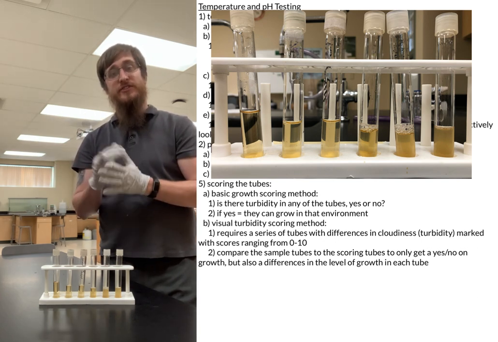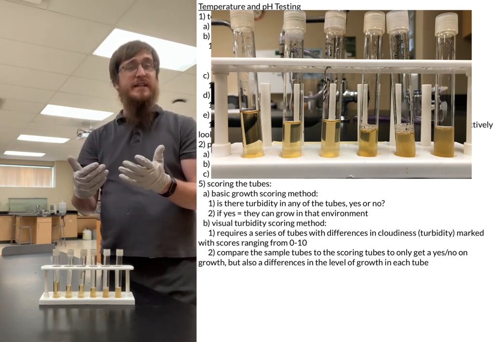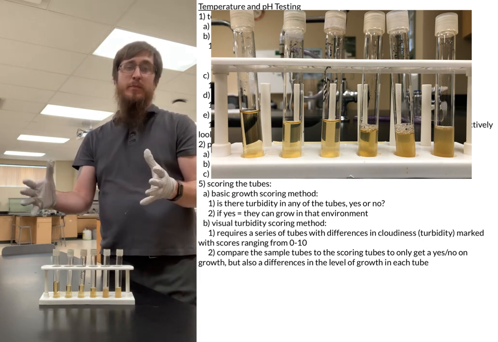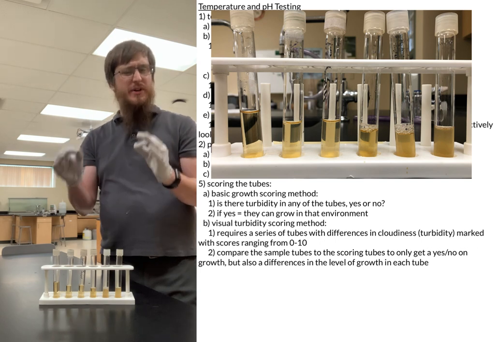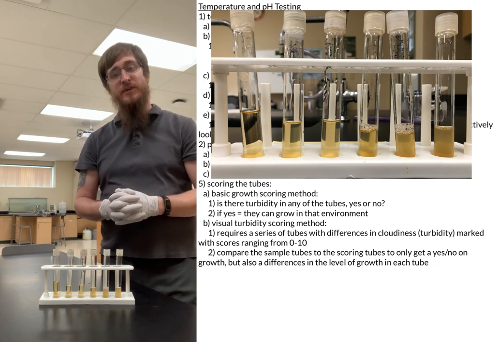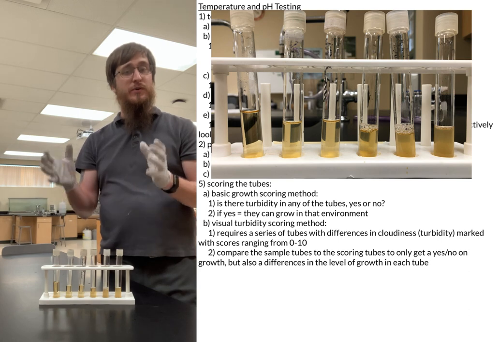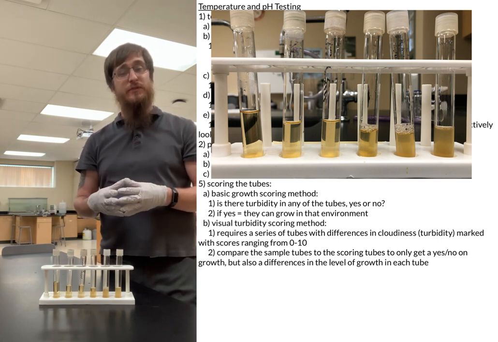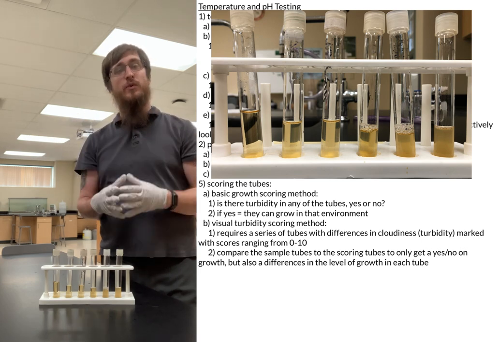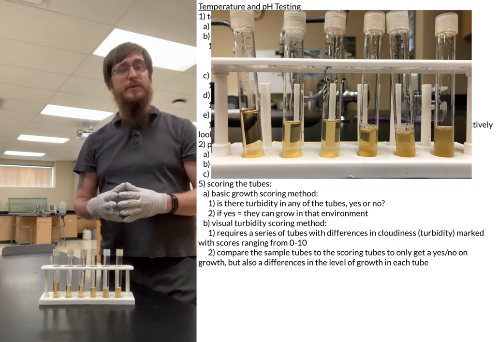In that way we can see that the more turbid they are, the more they grew in that environment, and the more likely it is that that is the optimum area where they like to live. So it gives us a better way of scoring it rather than just saying yes or no, they grew in those specific environments. This is the one that we're going to be using in our class to score our tubes and try to figure out what is the optimum pH and optimum temperature for the specific organisms that we're going to be looking at. It will also allow us to do a bit of graphing and things like that depending on the specific data that we get.